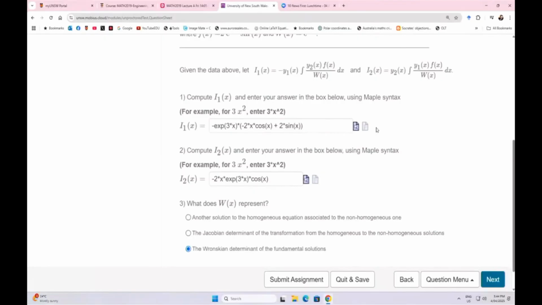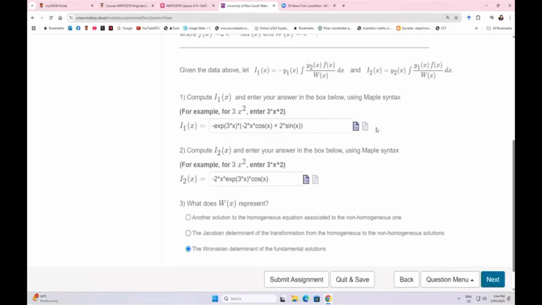What does W of x represent? Now, more English. Oh my God. Too much English. Okay. It's not very comfy. All right. What does W of x represent? Another solution to the homogeneous equation associated to the non-homogeneous. What the hell does that even mean? Who wrote this? Was English their third or fourth language? I don't know.